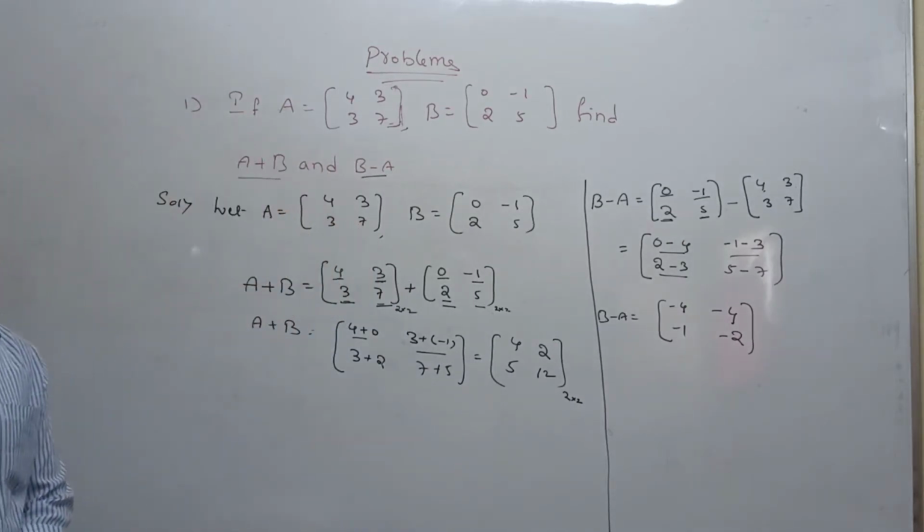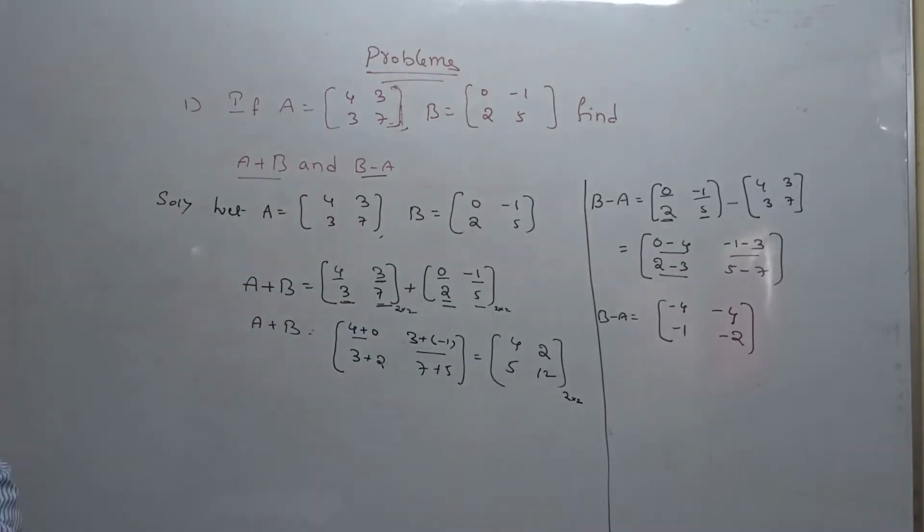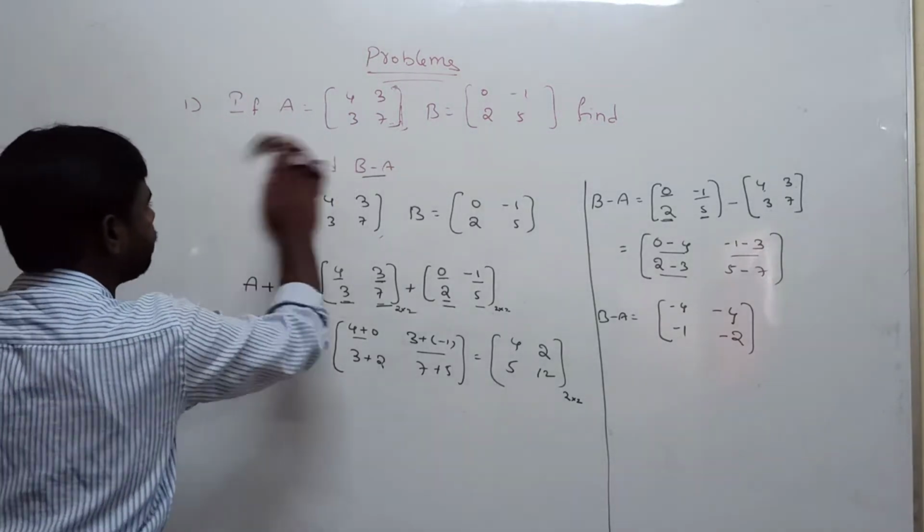So everyone understood how to add two matrices and how to subtract two matrices. This is the solution. Everyone understood? Only adding the corresponding elements, only subtracting the corresponding elements. Okay? Next we are going to the second problem.